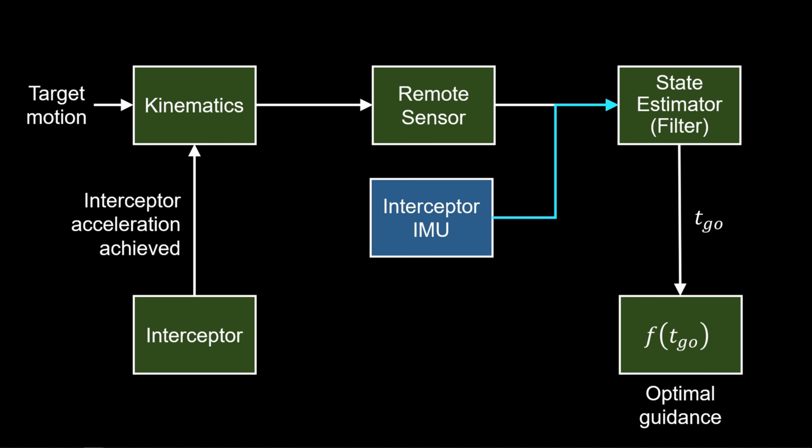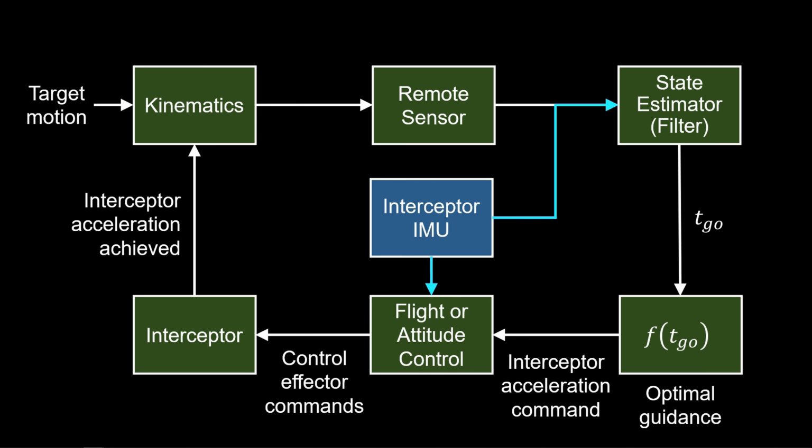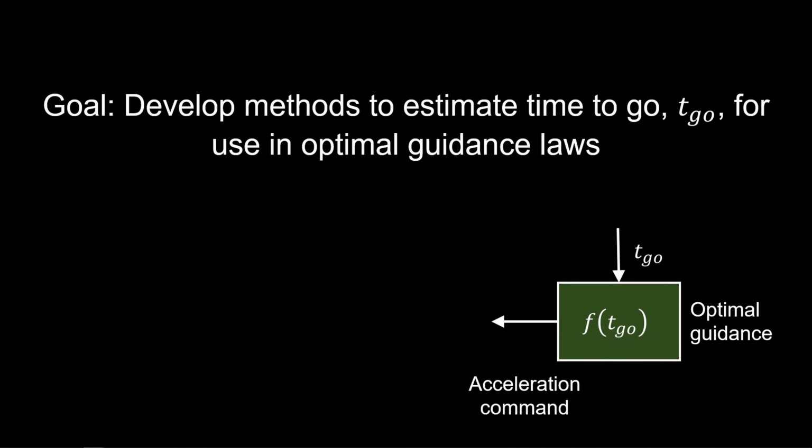Here we have an optimal guidance law that requires time to go. The guidance law commands motion of the pursuer, such as its acceleration. The controller receives the command, produces control effector commands, and the interceptor receiving those effector commands executes them through its control actuation systems. If all goes correctly, the desired motion is achieved, and the pursuer intercepts the target. Here, our goal is to develop methods of time-to-go estimation toward application of optimal guidance laws.